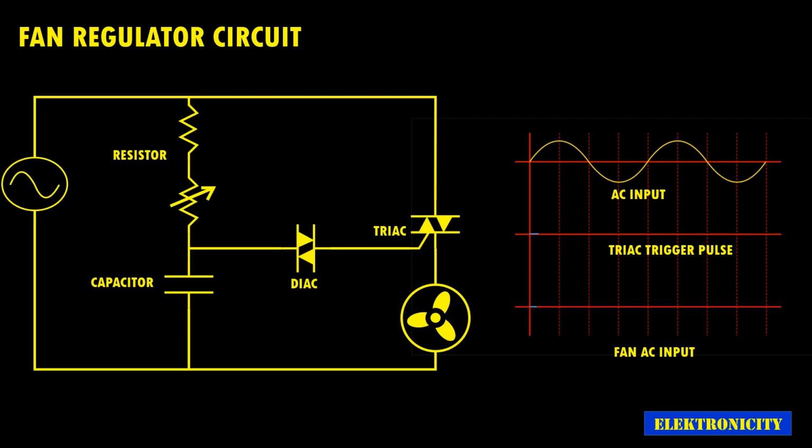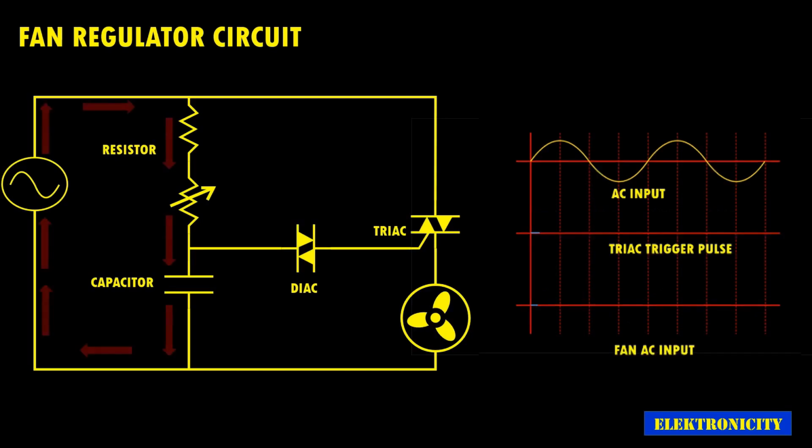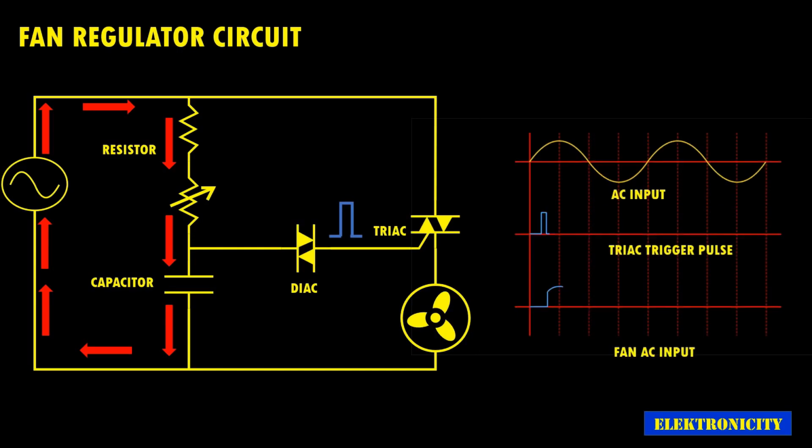At this instance, the capacitor present inside the circuit starts charging through the variable resistor. After some time, the capacitor voltage will reach the triggering voltage of the Diac. The time in which the capacitor voltage reaches the triggering voltage of a Diac can be changed by changing the variable resistance value. At this time instance, the Diac turns on and the capacitor voltage gets applied through the Diac on the Triac terminals. This will make the Triac turn on, causing AC current to start flowing in the fan through the Triac.